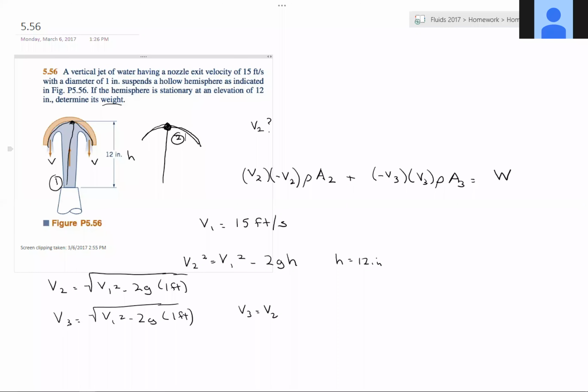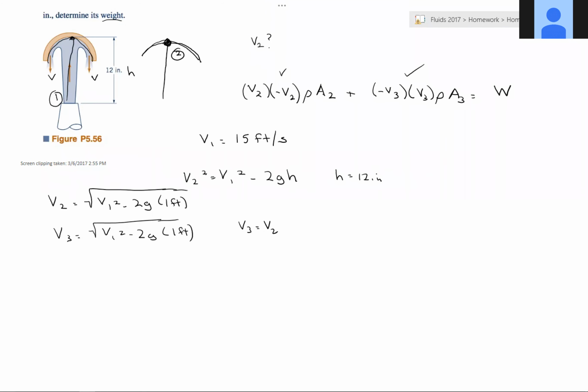Okay, and another way to look at it is to use, as somebody said, continuity, because the areas are the same. The areas for both of them are the surface of that hemisphere. So it comes up to the hemisphere and then goes back down to the hemisphere. Because we can solve for V2, we know V3, we have this. What are we missing? We know what rho is. So how are we going to find the area?